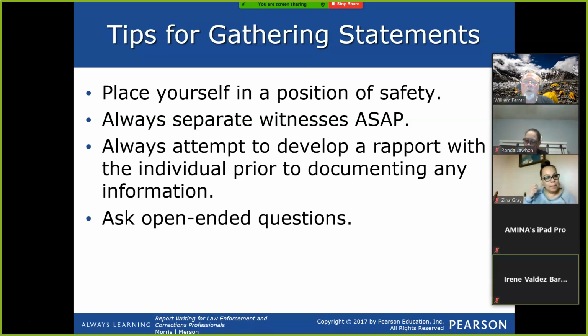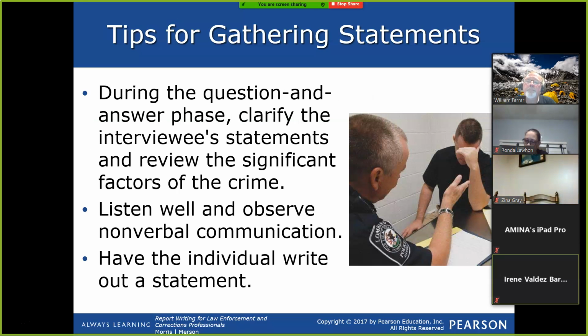Don't be so focused to where you're not going to listen to what they're going to say. Again, don't forget to clarify. If there's something that you don't understand or something that you want to clarify, that's totally okay to do with anyone, with a witness, a victim, or suspect. Listen well. Observe all that nonverbal communication. And if it's on video, again, it's even better.